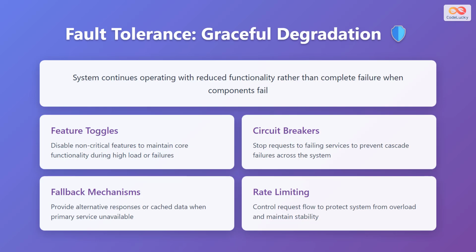Circuit breakers stop requests to failing services to prevent cascade failures from spreading throughout the system. When a service fails repeatedly, the circuit breaker opens, immediately returning errors instead of attempting doomed requests. Fallback mechanisms provide alternative responses or cached data when the primary service is unavailable. Rate-limiting controls request flow to protect the system from overload, rejecting excess requests rather than allowing the entire system to collapse under load.